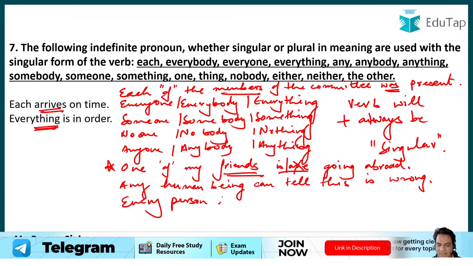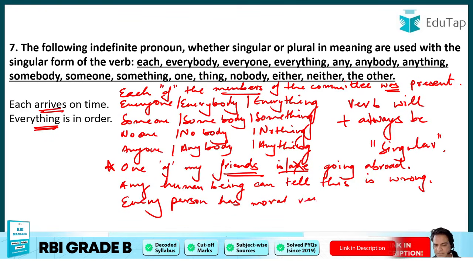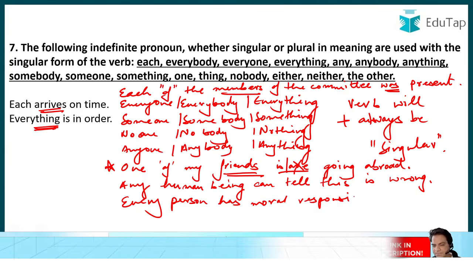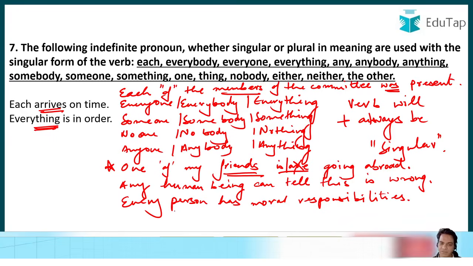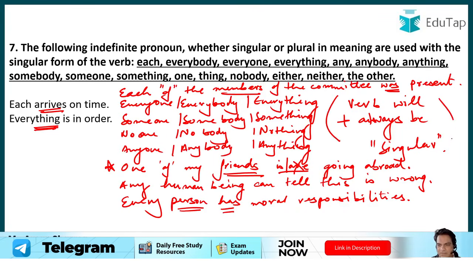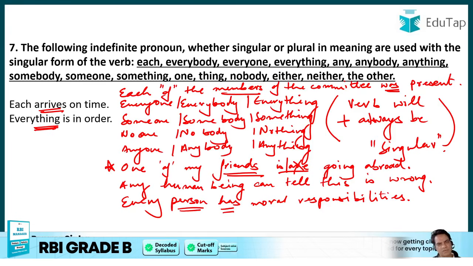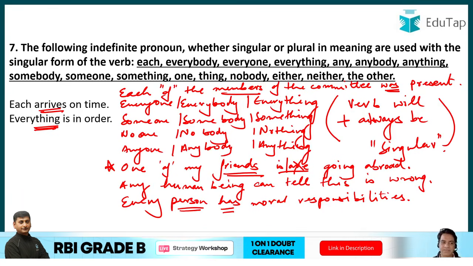So every person has a moral responsibility. Every person has moral responsibilities, let's say. When we do not use of, the noun used here is singular. The verb will always be singular. That is not in question here, right? But what you need to remember is, if these words are followed by of, the following noun will be plural. The verb will always remain singular. If of is not used with these words, then the noun will also remain singular, right? So everything is in order.